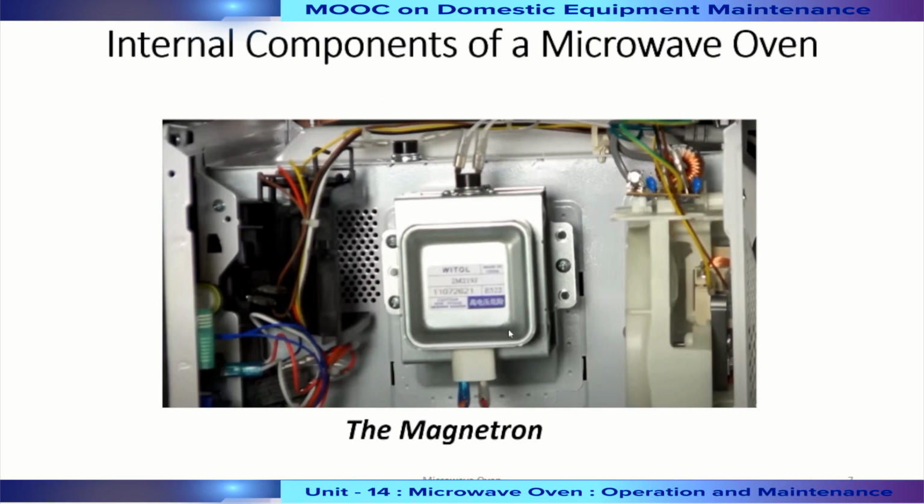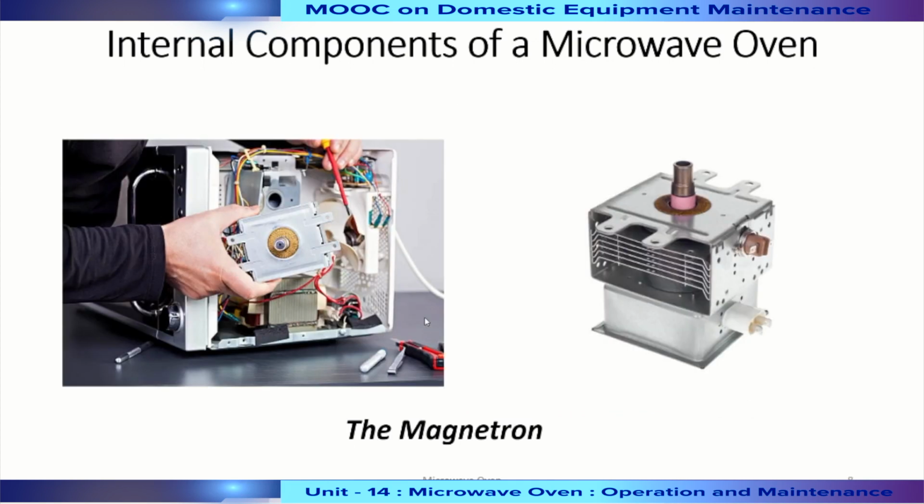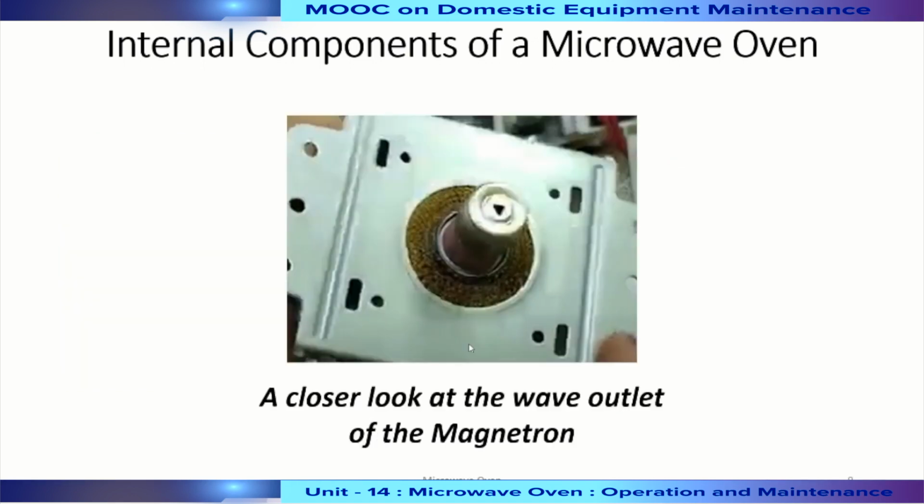This is the magnetron, which is connected to the chamber. Behind this magnetron will be the chamber. And when we take this magnetron out, it looks like this. This is actually the magnetron. A closer look at the magnetron will show us that there is this small opening which is responsible for sending out the microwave which is generated inside the magnetron.